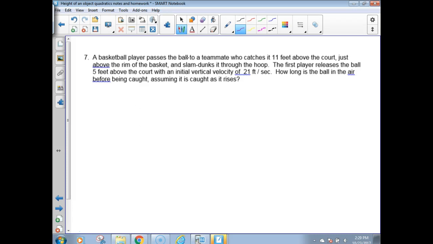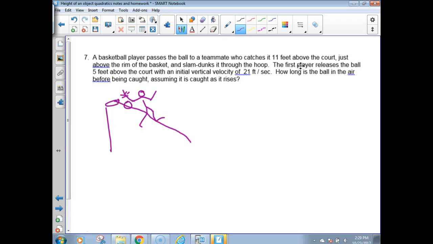All right, a basketball player passes the ball to a teammate, who catches it 11 feet above the court. Okay, so this guy's up in the air. He can fly. All right, and he's catching the ball. Now this ball's coming up. Somebody passed it, and he catches it 11 feet above the court. He's not quite above the rim. Let's put his hand up here. And he slam dunks it to the hoop. Okay, you do better than that. Come on up here.